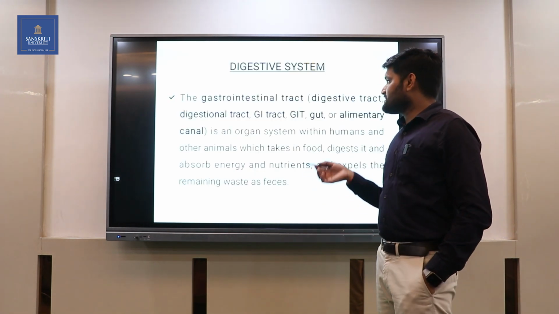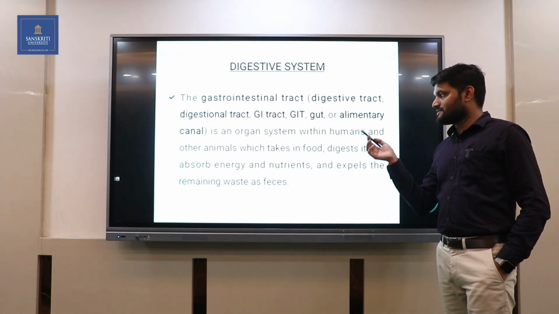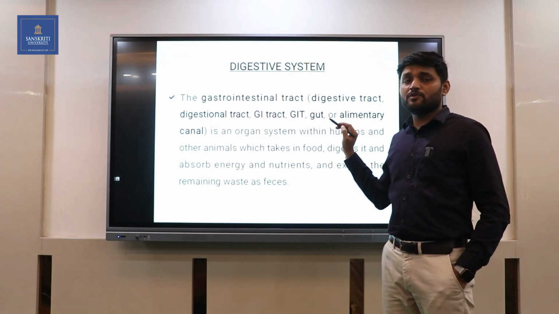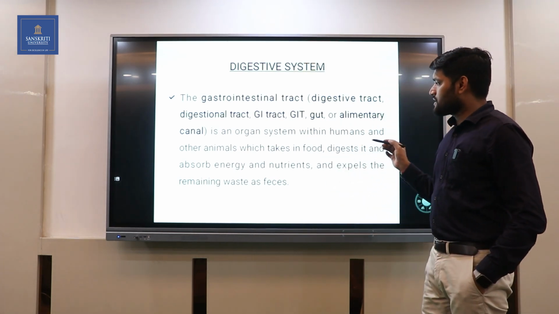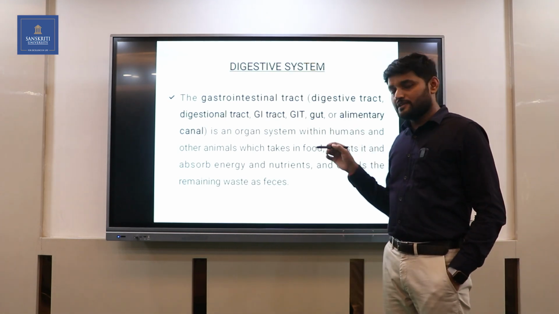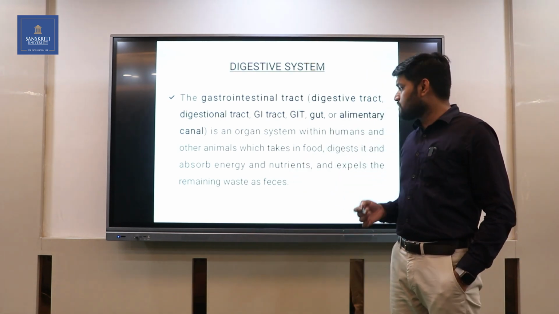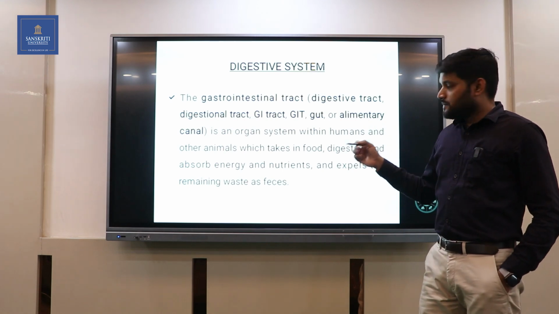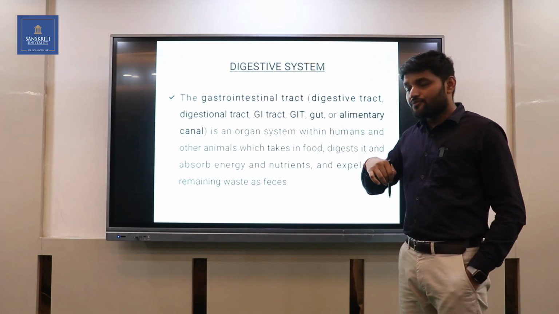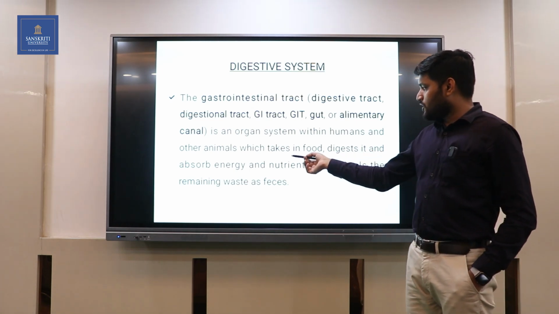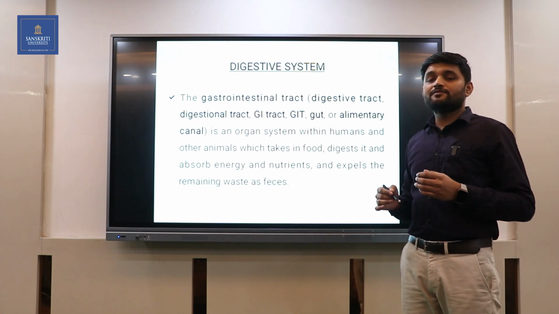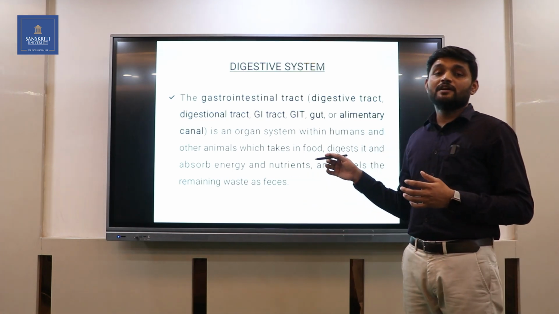The digestive system, the gastrointestinal tract, digestive tract, GI tract, GIT, gut, alimentary canal, these are other names of the digestive system. It is an organ system within humans and other animals which takes in food. Its function is basically taking in the food, digesting it, absorbing energy and nutrients, and expelling the remaining waste as feces. Feces means stool.